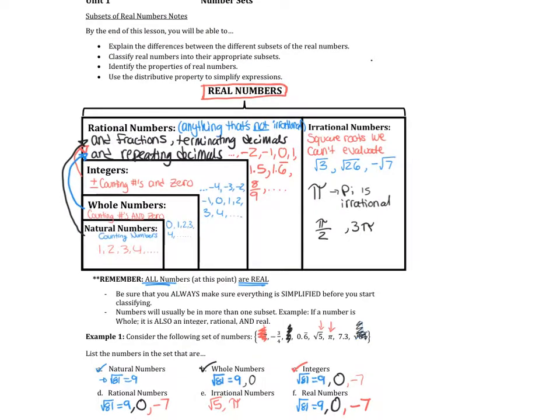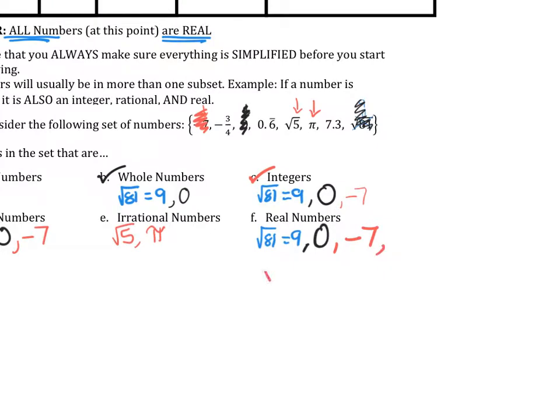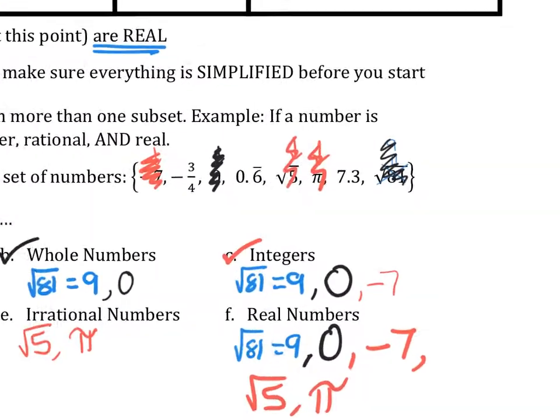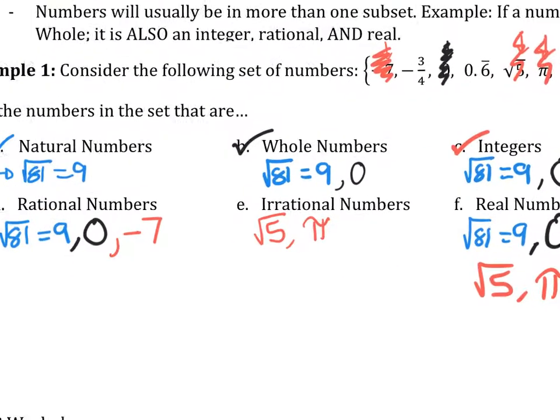And if a number is irrational, it's also real. Everything is real. So I'm done with those. And so since those are the only two irrational, that means everything else is rational. So we have the fraction, the -3/4, our repeating decimal, 0.6 repeating, and our terminating decimal, 7.3. All three of those are rational.